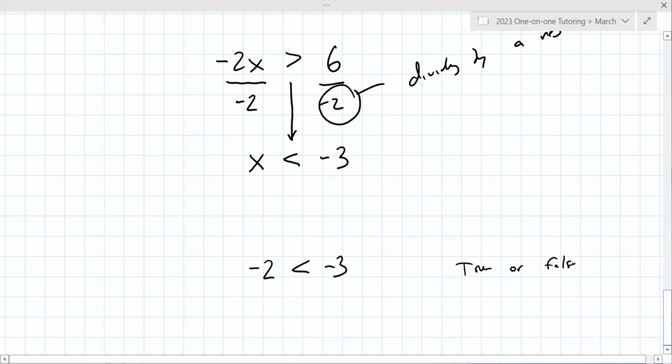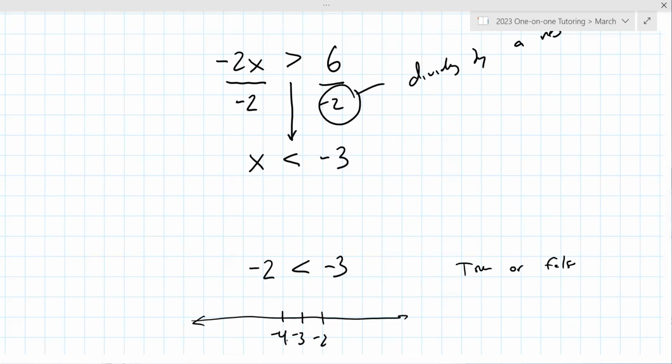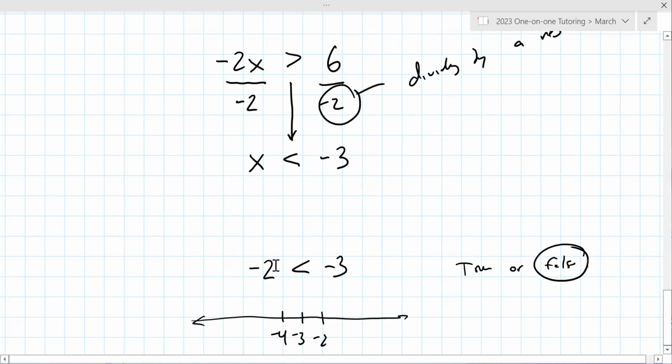Okay, so here's what that means. That means that -2 is to the left of -3. Here's -3, here's -2, here's -4. Do you want to change your answer? No, it is not. This is actually false because -2 is more to the right of -3. Oh, it's whatever's further to the right, not the left.